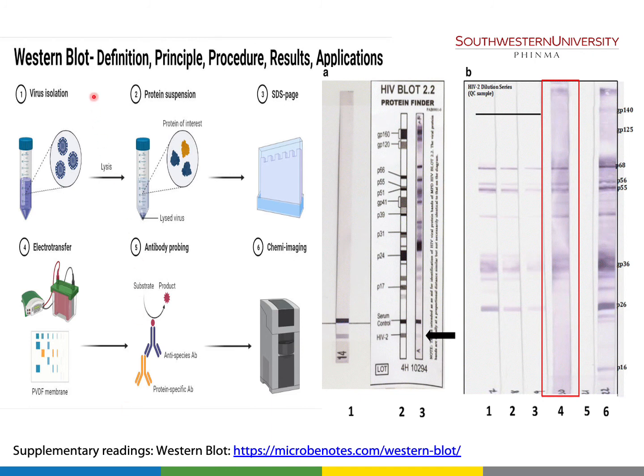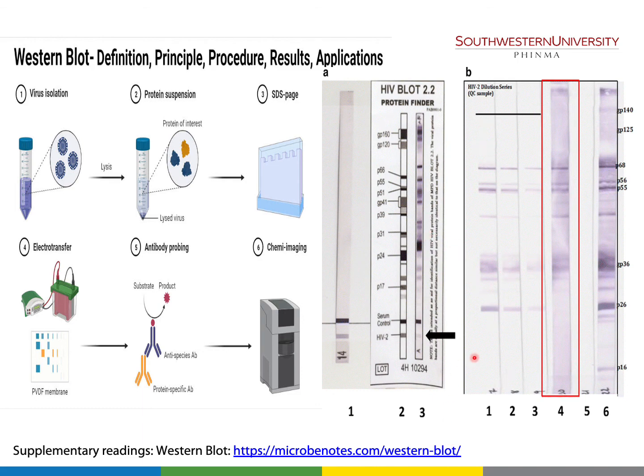So for Western blot, this is an example of how we perform Western blot. I will not discuss it thoroughly since you are not medtech, and it will be a long discussion if we discuss this one. This is just a summary of how we perform Western blot. So the picture here, class A and B, are examples of Western blot results of a positive HIV 1 and 2 patient.